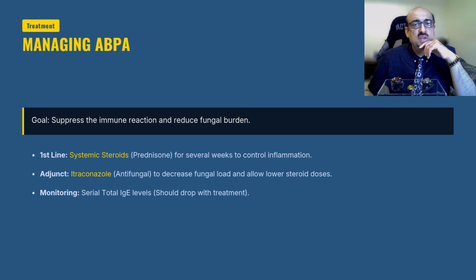And adjunct antifungal would be itraconazole to decrease the fungal load, and now it will also help taper off the doses of steroids. Again, with long-term steroid use, please remember to consider stomach protection in terms of PPI and bone protection in terms of supplemental calcium and vitamin D.